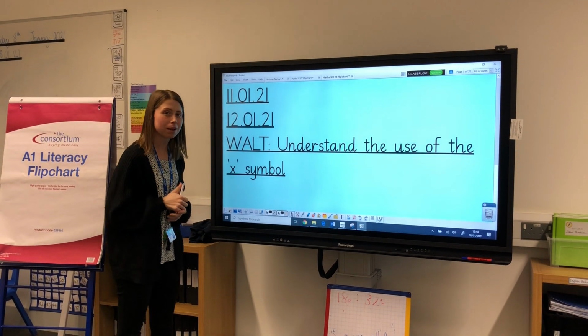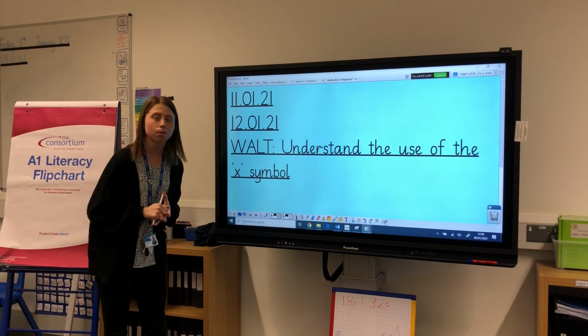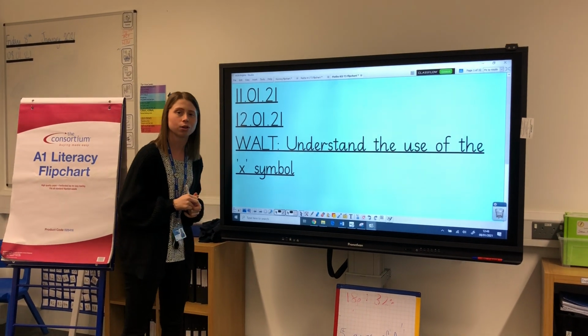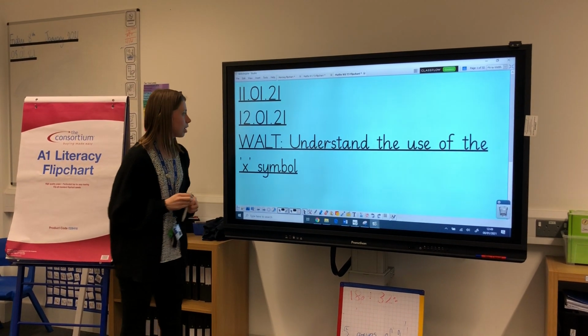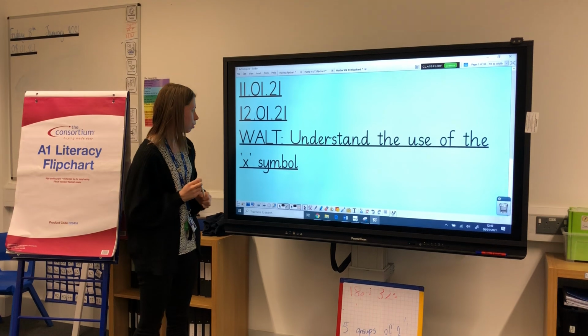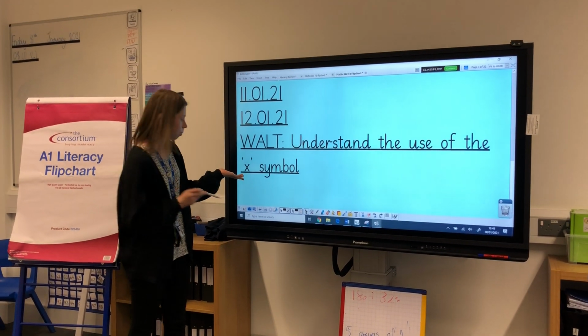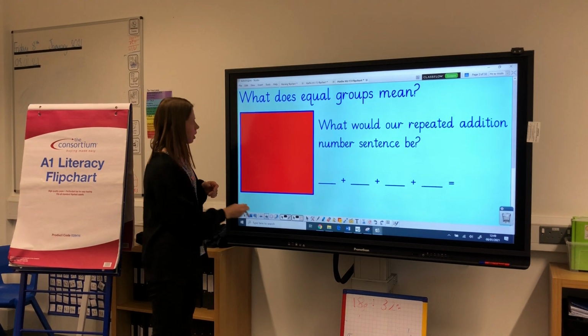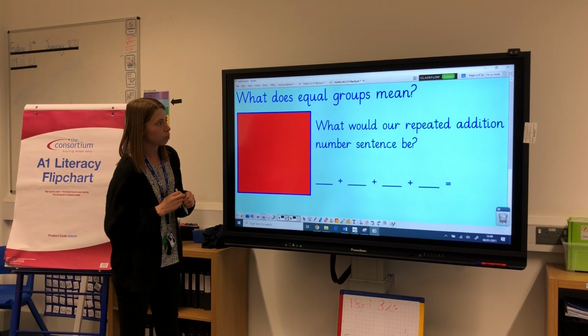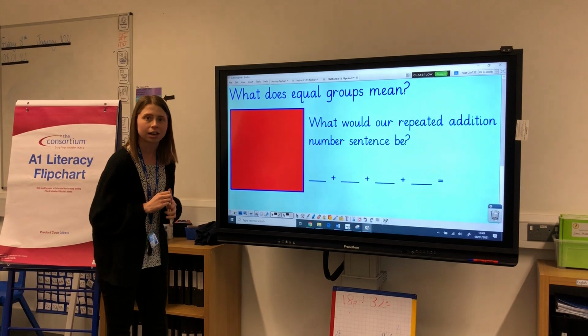So this maths lesson is for Jupiter on Monday and for Saturn class on Tuesday. Today we are going to look at understanding the use of this symbol here, and we are going to come onto it in just a moment's time. We are going to recap what equal groups are and what repeated addition is, because you looked at that at the end of last week.